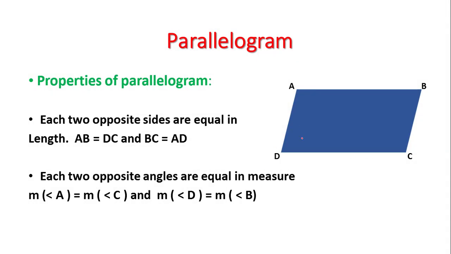Also, each two opposite sides are equal in length. It means that the length of the side AB is the same as the length of the side DC, and the length of BC is the same as the length of AD. Another property is that each two opposite angles are equal in measure. The measure of angle A is the same as the measure of angle C, and in the same way, the measure of angle B is the same as the measure of angle D.